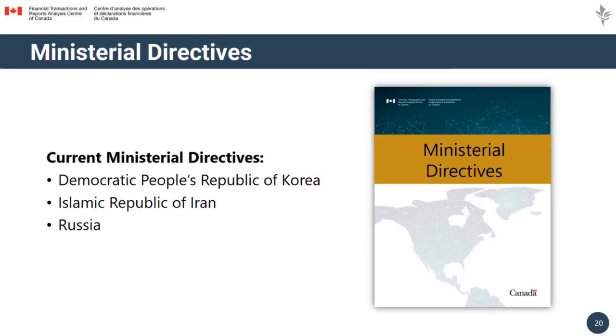These authorities allow the Minister of Finance to take steps to protect the integrity and reputation of Canada's financial system from foreign jurisdictions and foreign entities that are considered to present high risks for facilitating money laundering, terrorist financing, sanctions evasion, or financing of threats to the security of Canada. They include countermeasures for reporting entities that enhance or add to existing obligations. Currently, ministerial directives are in force with respect to 3 jurisdictions, also subject to Canadian sanctions: the Democratic People's Republic of Korea, the Islamic Republic of Iran, and Russia.